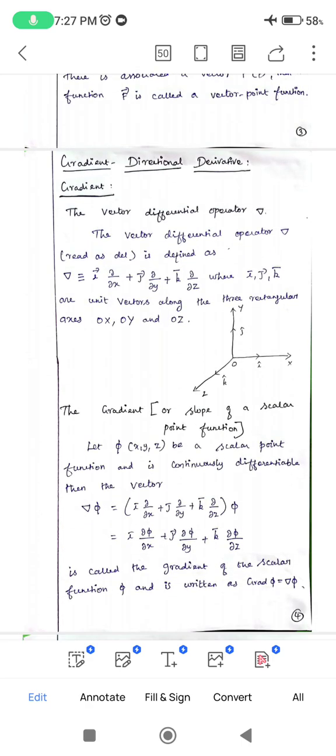Next definition is a gradient. A vector differential operator del. The vector differential operator del is defined as del equal to i into dou by dou x plus j vector into dou by dou y plus k vector into dou by dou z, where i vector, j vector, k vector are unit vectors along the three rectangular axes Ox, Oy, Oz.